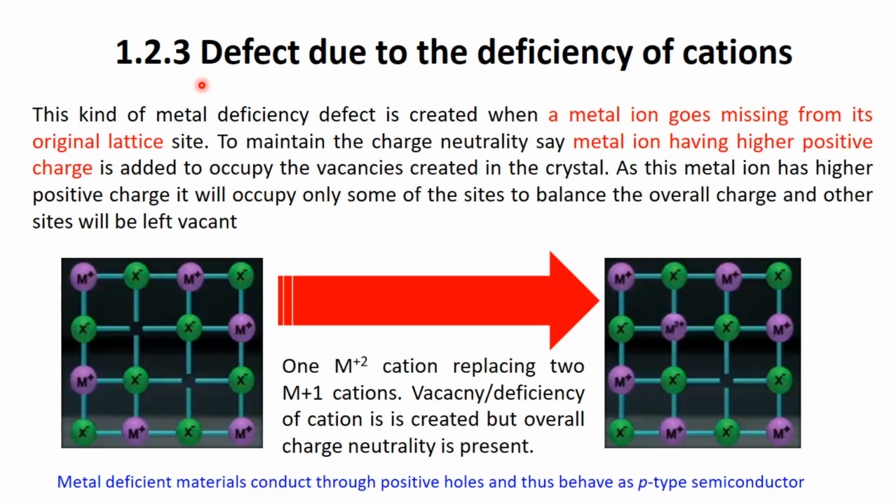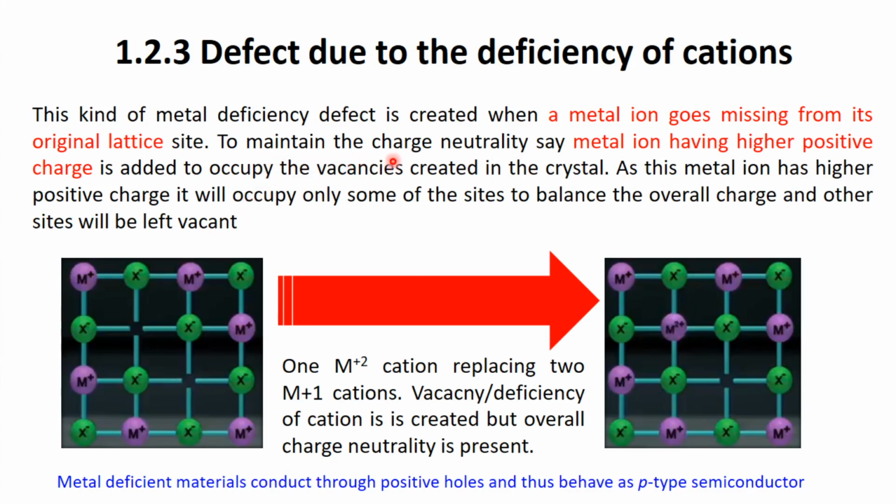Another non-stoichiometric defect is the defect due to the deficiency of cations. This kind of metal deficiency defect is created when a metal ion goes missing from its original site. So, for example, in this right hand side figure, you can see that we have cations and anions, and a cation is missing from these two positions.